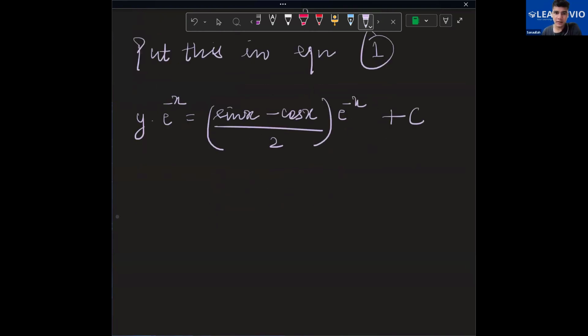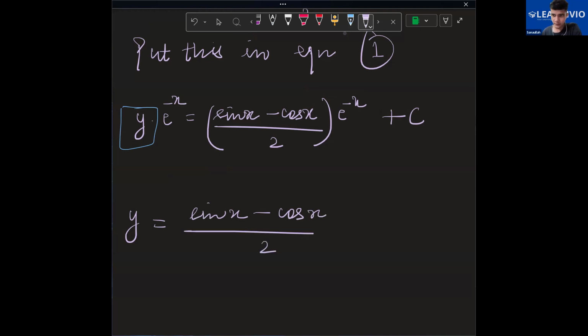If you simplify this, you have to find the value of y. For that, you have to take this e power minus x to the right hand side, and for that we will get y is equals to, for the first term, e power minus x will get cancelled out. We will get (sin x minus cos x) by 2, right? And for this, c upon e power minus x, so c into e power plus x. This is the solution of that differential equation. Is it clear?